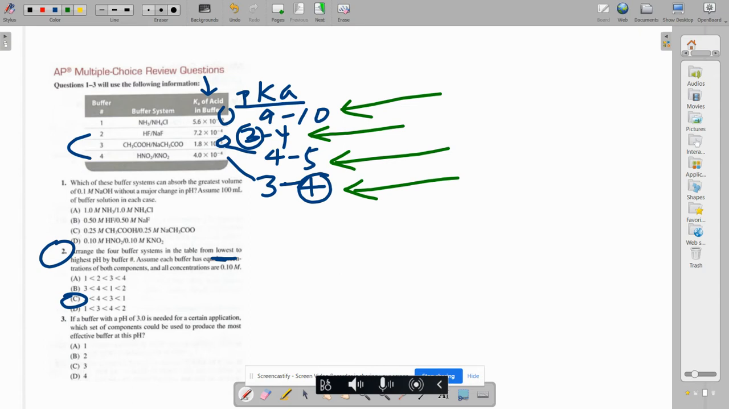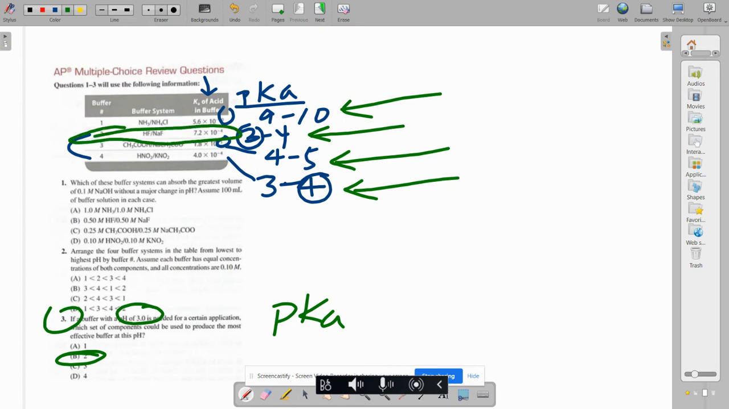All right, rolling right along. Let's look at number 3. Okay, so number 3, it says, if a buffer with a pH of 3 is needed for a certain application, which of the components could be used to produce the most effective buffer? So again, one of the big things that I'm sure you remember is whatever pH you desire, so pH 3, you want to start with the pKa that's closest to that. Looking at our choices, we're definitely going to pick letter B as our choice because, based on the pKa, this particular one is in the range of 3 to 4, but closer to the 3 side. So letter B is your answer. Okay, good. So just to recap, for whatever pH you desire, you want to pick the buffer system that has the closest pKa to the desired pH.